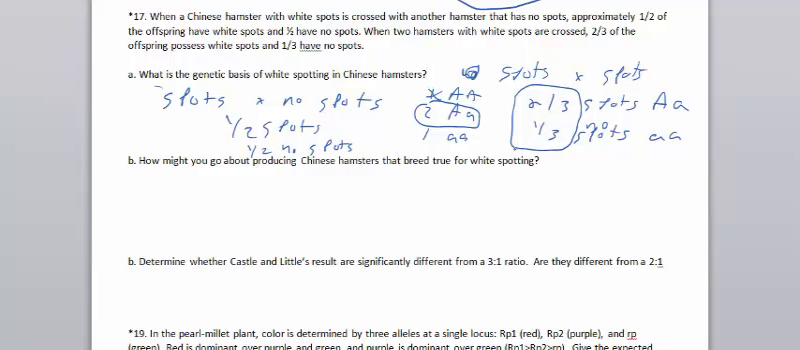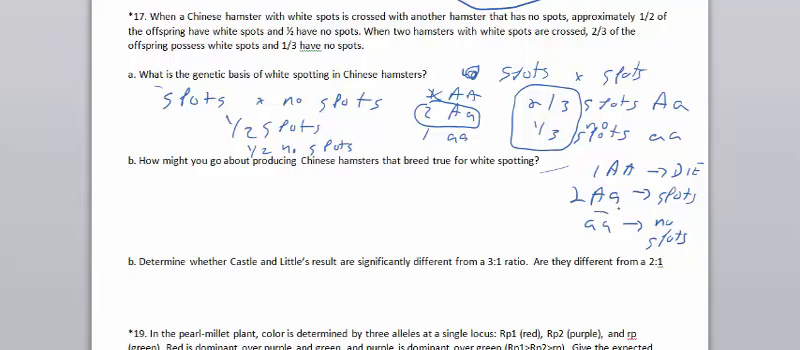All right. And so what's going on there is anytime you see a 2/3 to 1/3, that means that we're not seeing this. And so we interpret that as those guys dying. We do see this. These guys have spots. And we do see this. These guys have no spots.